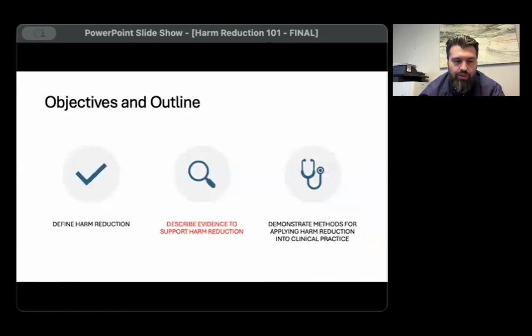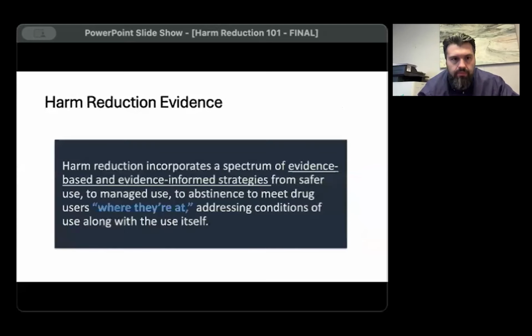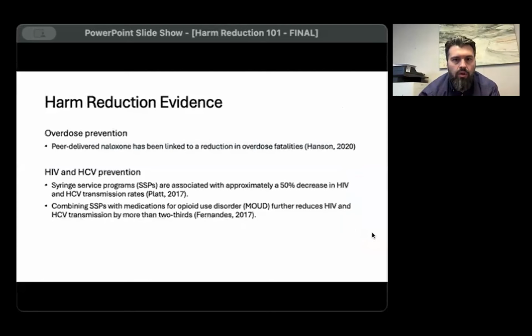All right. I told you about the definitions of these things. We're going to quickly describe evidence to support harm reduction. And again, I just want to reiterate that harm reduction itself is evidence-based, and that different types of harm reduction interventions are also evidence-based. We're going to go through each of those things. So specifically, harm reduction has been shown to reduce overdose. Particularly when peers themselves, so people with lived experience, provide naloxone to other people that are using substances, there's been a reduction in overdose deaths in that population, which is great.